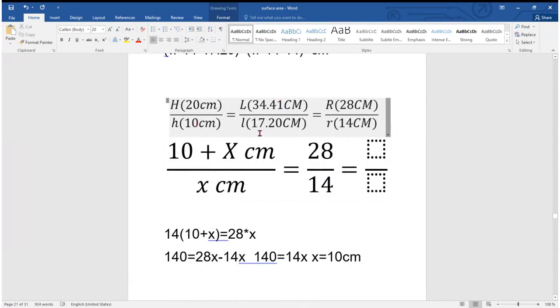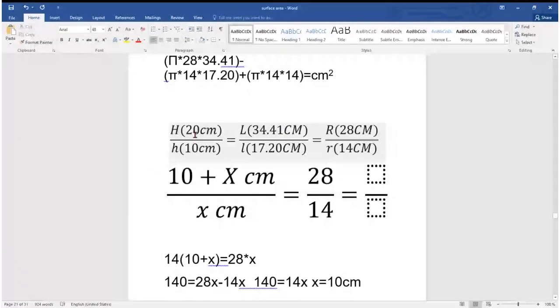So we equated by saying that the big cone is made up of the small cone and the frustum. So they are similar, so they increase by a certain scale factor. And that is why you are saying capital H over small h is equal to capital L over small l is equal to capital R over small r. That is, if you compare the three measurements here, you are going to find that they are similar.